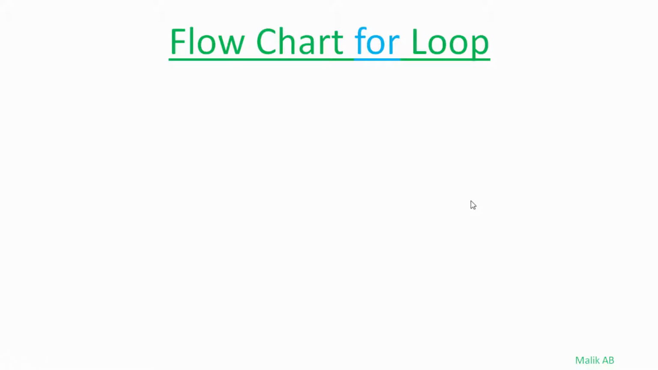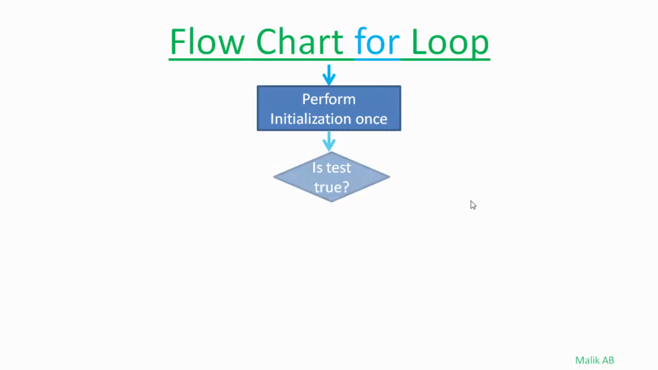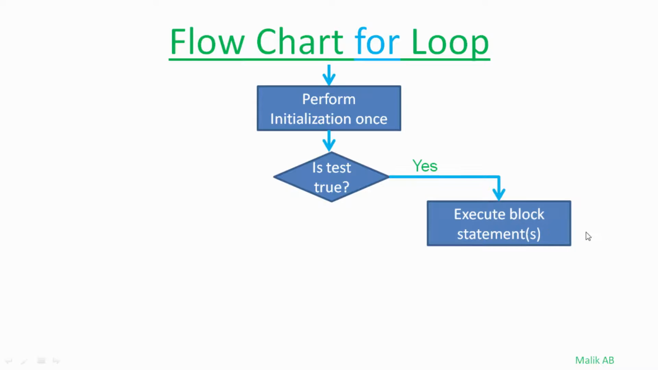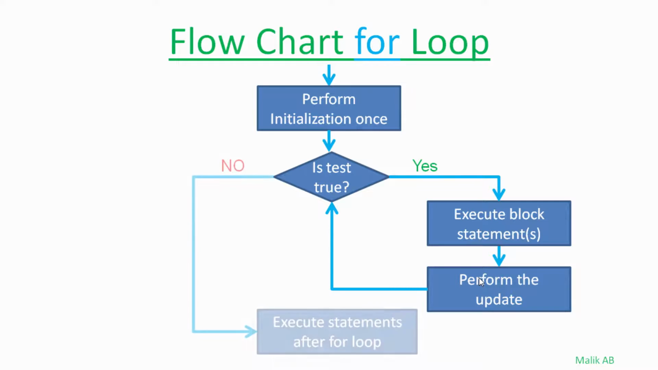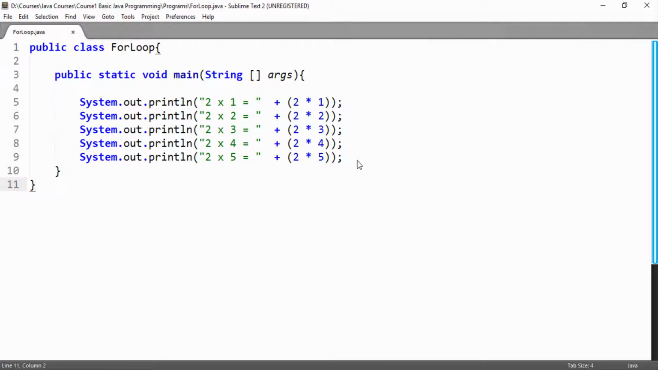This is flowchart of for loop. We will perform initialization once, then we will make the test. If test is true, then we will execute block of statements, and after executing block of statements we will update our variable. Then we will do again the test. If test is true, then we will execute that statements again and we will update it. We will continue until our test is false. If our test is false, then we will exit the for loop and we will execute the statements after for loop. Now let's do coding for loop.